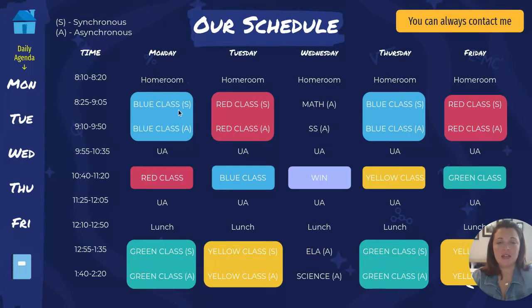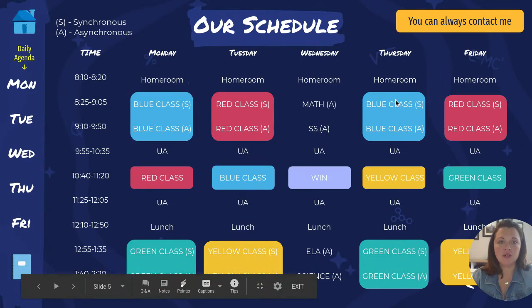You can see that the double blocks are actually split into synchronous and asynchronous times. About half of the class we will be spending together in a synchronous lesson. And then the A, which stands for asynchronous, is a time where you will be assigned something to work on outside of that live lesson. So this is just a basic rundown of our schedule.